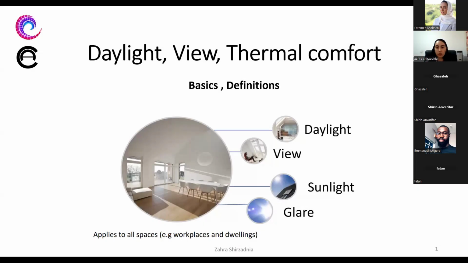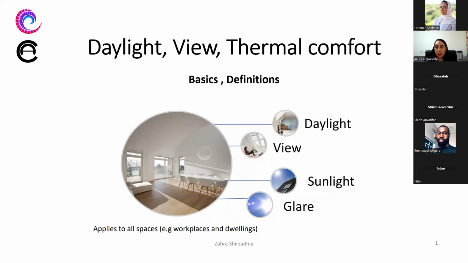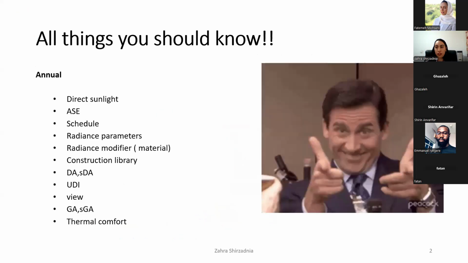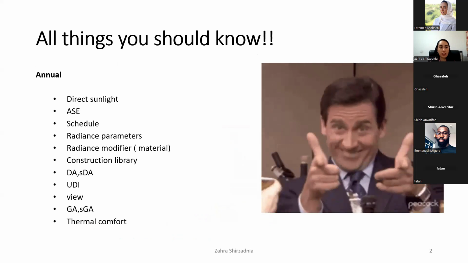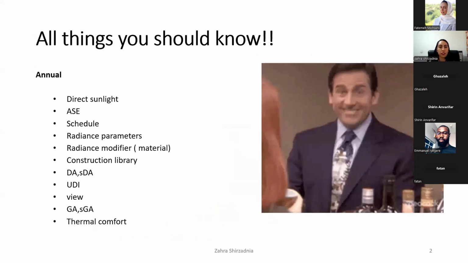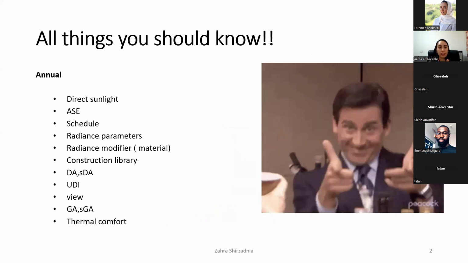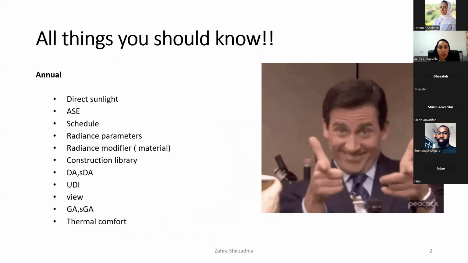Now we're going to start again with daylighting to actually understand deeply about the daylight, and then we talk about view and thermal comfort. All things you should know are direct sunlight, ASE, schedule, Radiance parameters, Radiance modifier, construction library, BASCA, UDI, view, GASG, and thermal comfort.